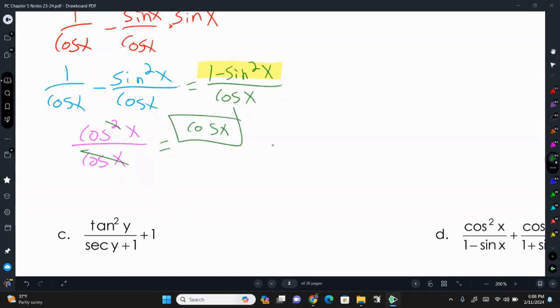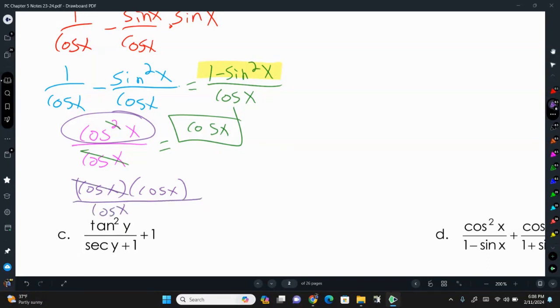So one of the things that can be confusing is realizing that this right here is really cosine x times cosine x. And if we have that over cosine of x, well then you can easily see why those cancel off. So just keep that in mind.